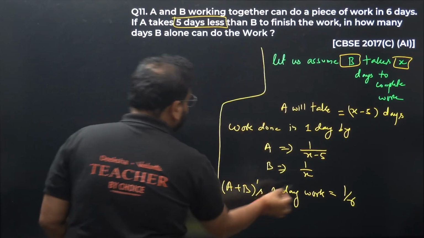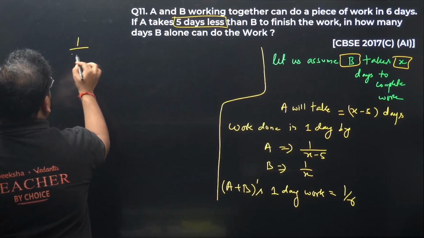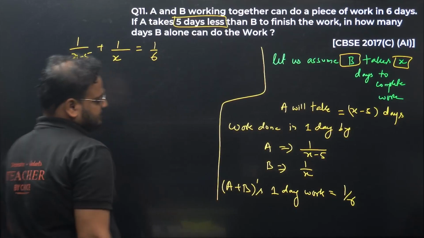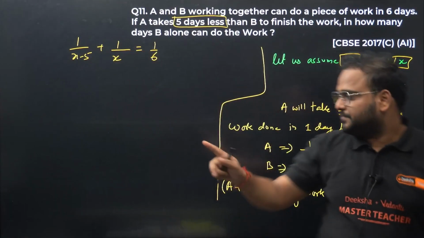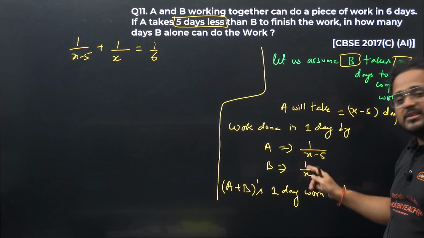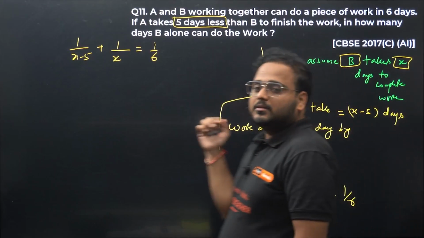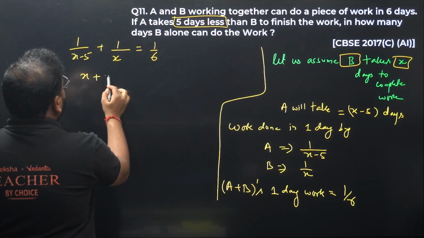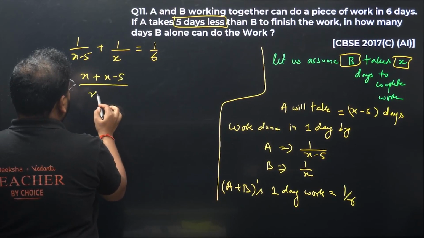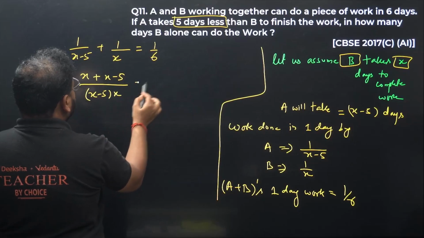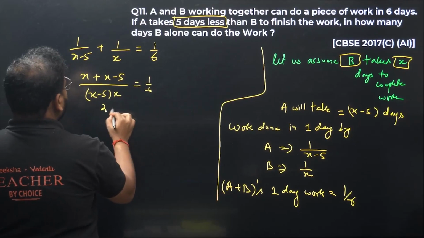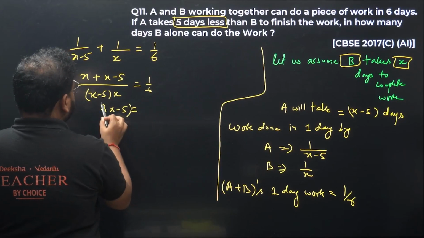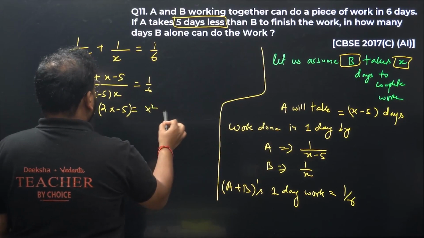And then comes our equation. What is the equation? 1 upon x minus 5 plus 1 upon x equals 1 upon 6. A's 1 day work is this much, B's 1 day work is this much. If they work together, the work is 1 by 6. Find the quadratic equation from here. You get x plus x minus 5 over x minus 5 times x, equals 1 by 6. So 2x minus 5, times 6, equals x square minus 5x.